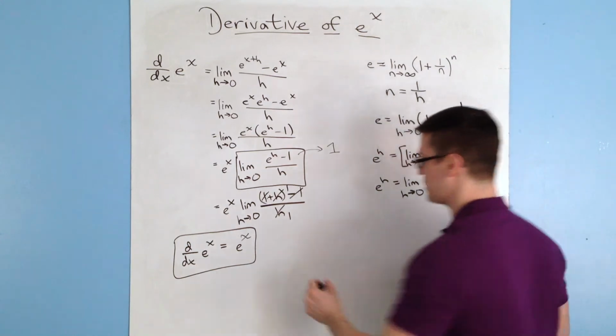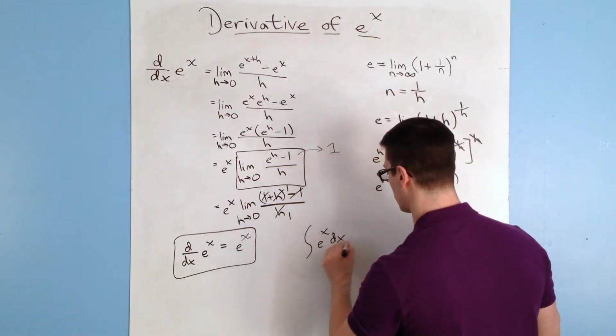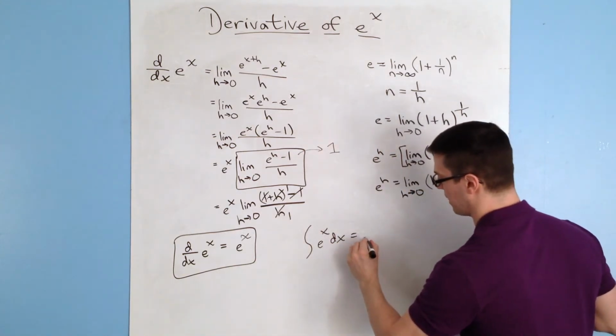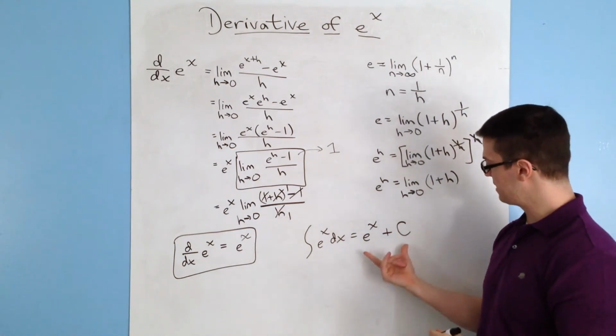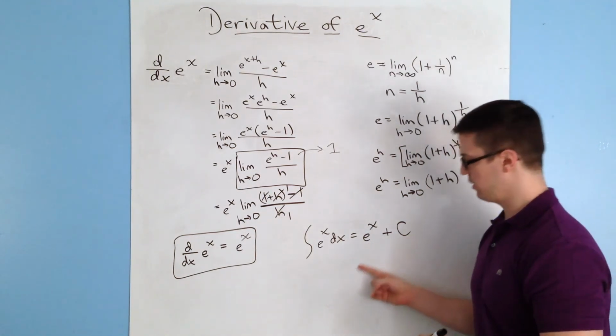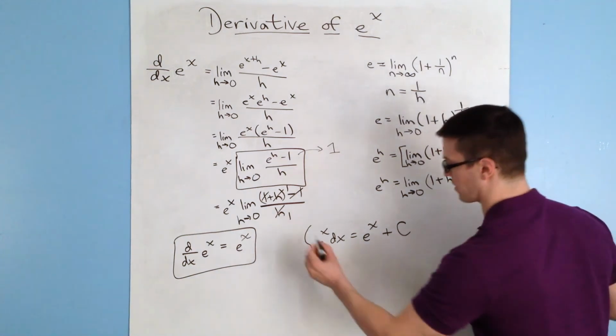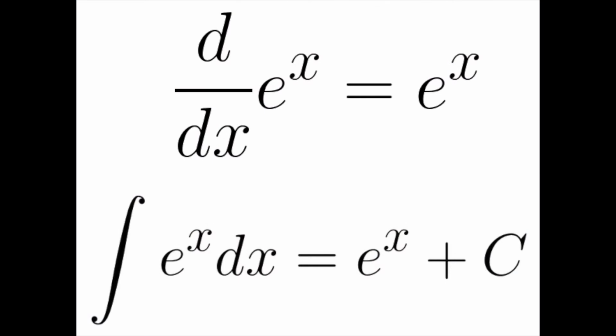So while we're here, we might as well find the antiderivative of e to the x with respect to x as well, and you end up with e to the x plus c. And you can test this by taking the derivative of this, which would be e to the x, this constant would go to 0, and you'd end up with e to the x based on this over here. So here is the derivative and antiderivative of e to the x with respect to x.